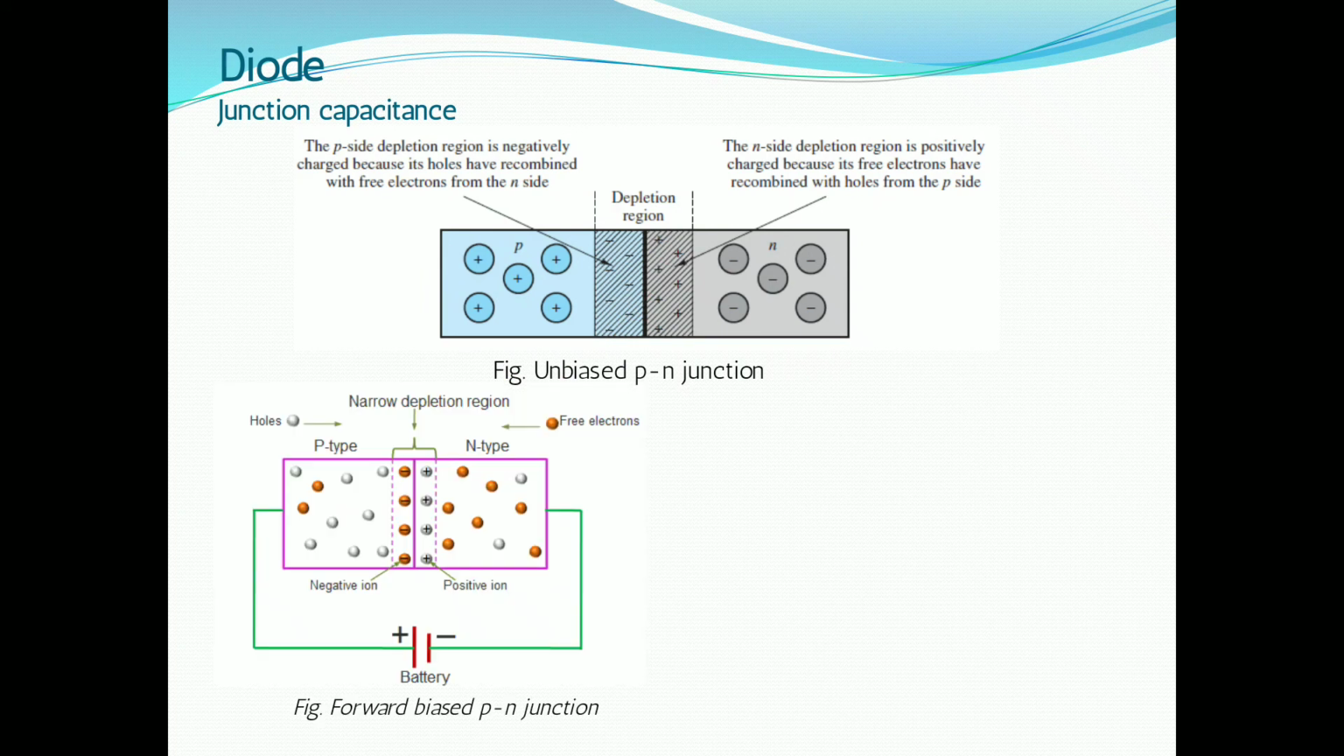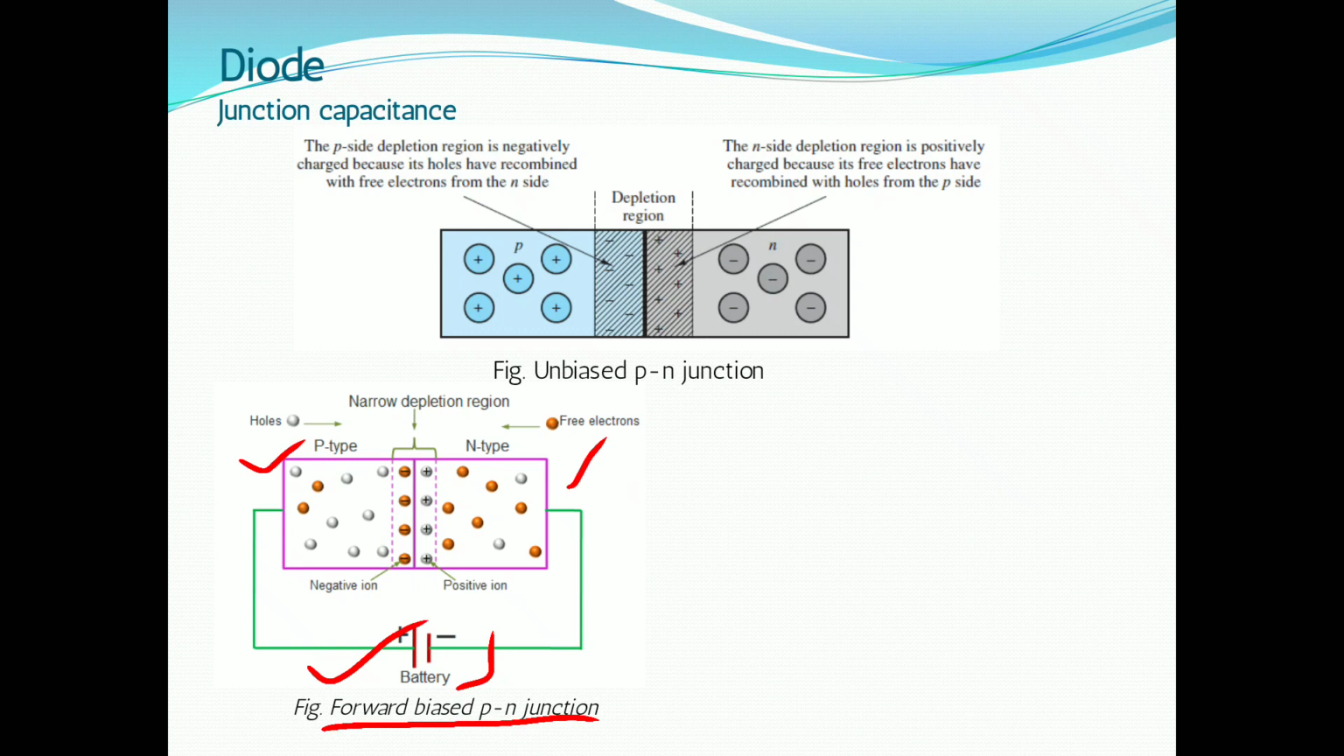And what happens? This is the unbiased case, the unbiased p-n junction. Unbiased means there is no external electric field applied. Now there can be two cases. If we apply the positive terminal of the battery to the p region and the negative terminal to the n region, then this is called a forward bias p-n junction.